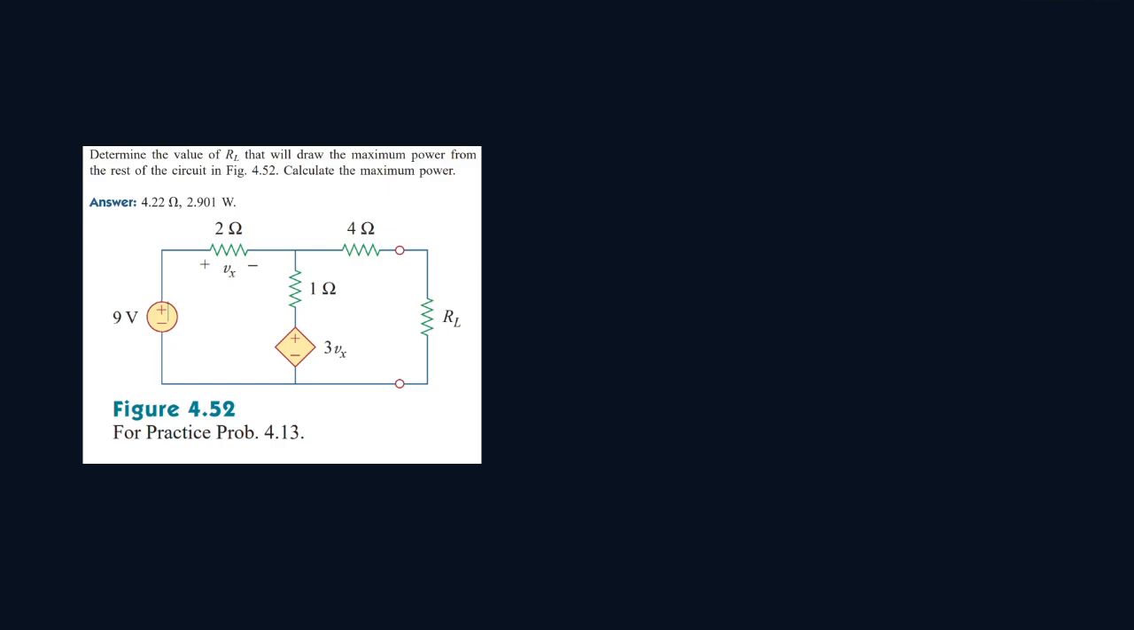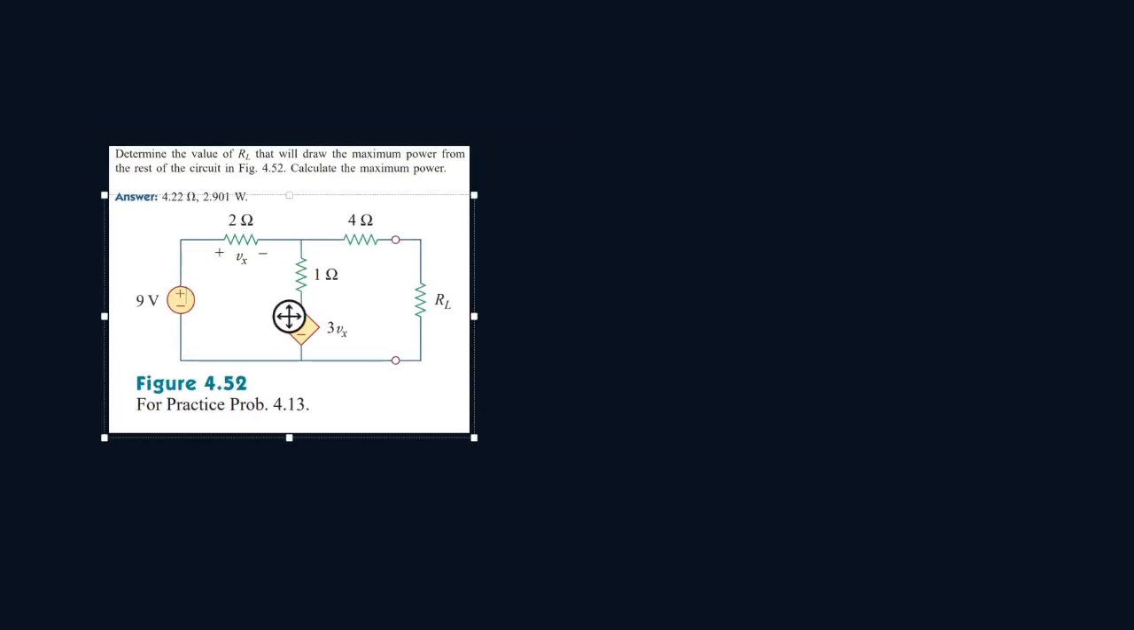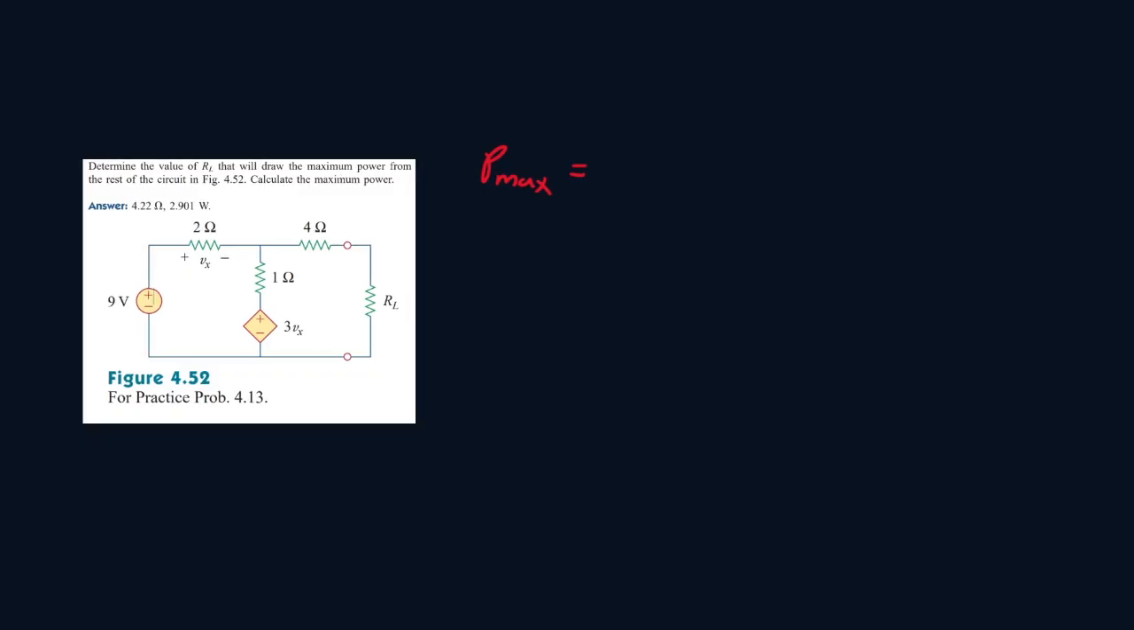Okay, so for this circuit, we have to find the resistor load that will draw the maximum power from the rest of the circuit, and then find the maximum power. So to find maximum power, it's equal to VTH all over RTH plus RL squared times RL, and RL is equal to RTH.